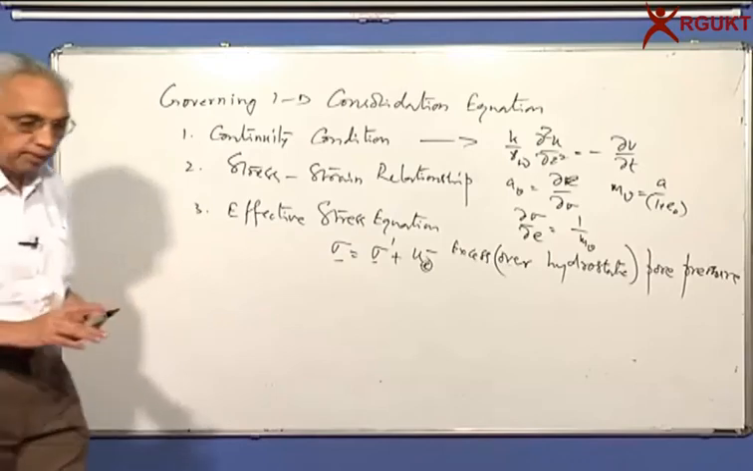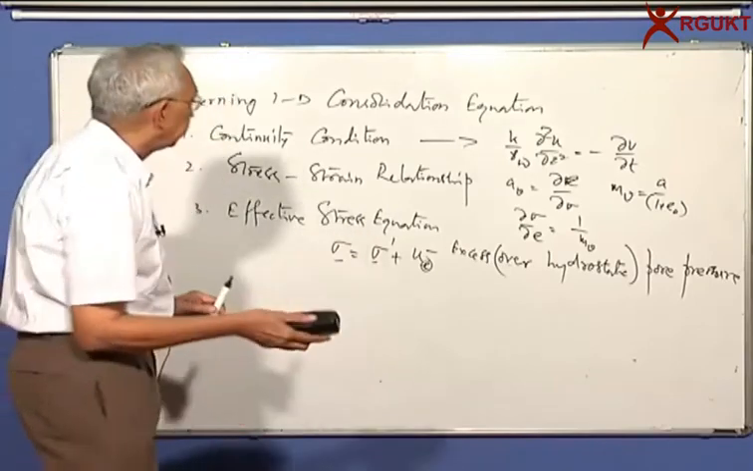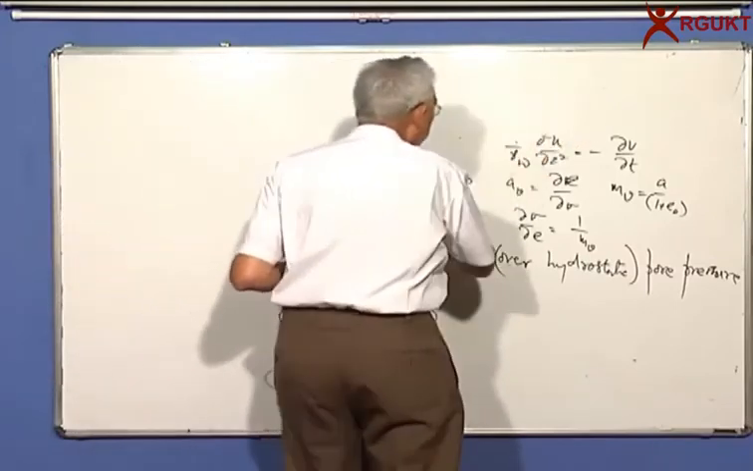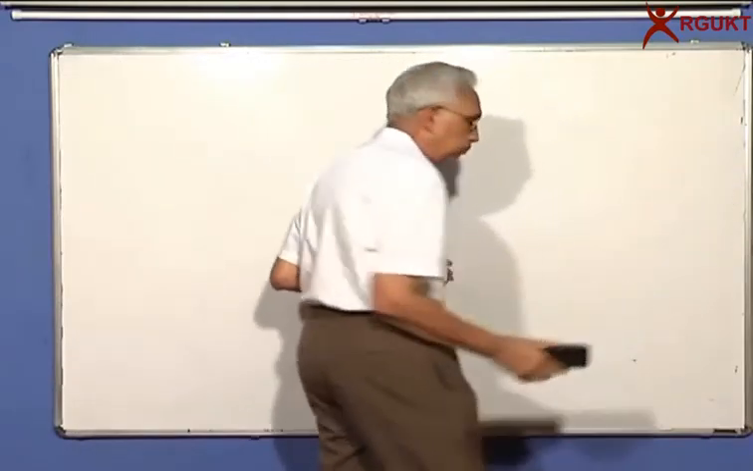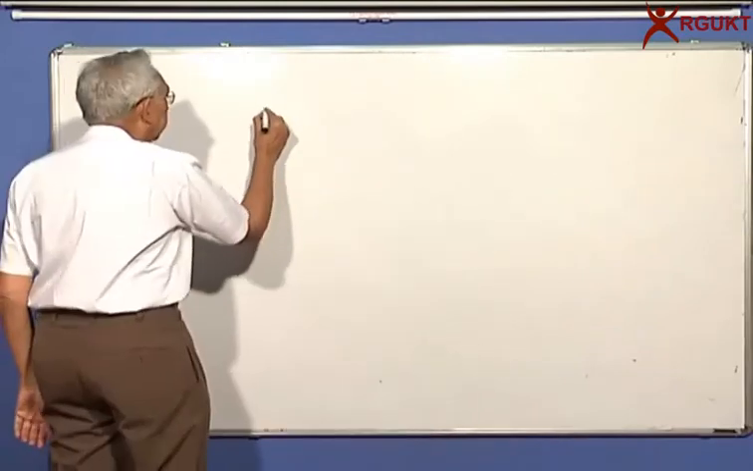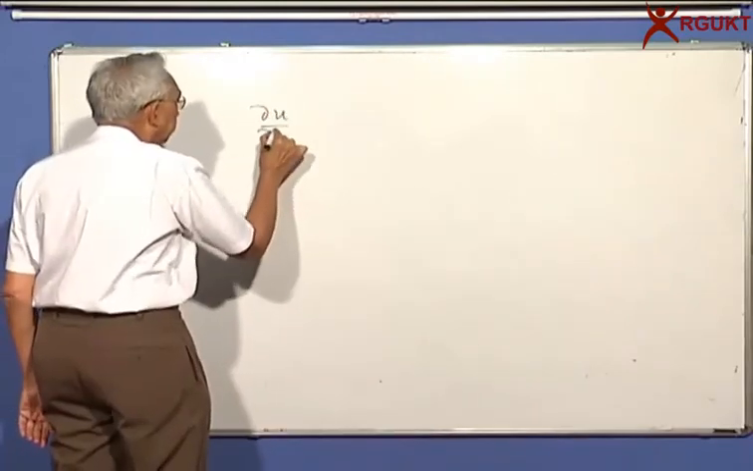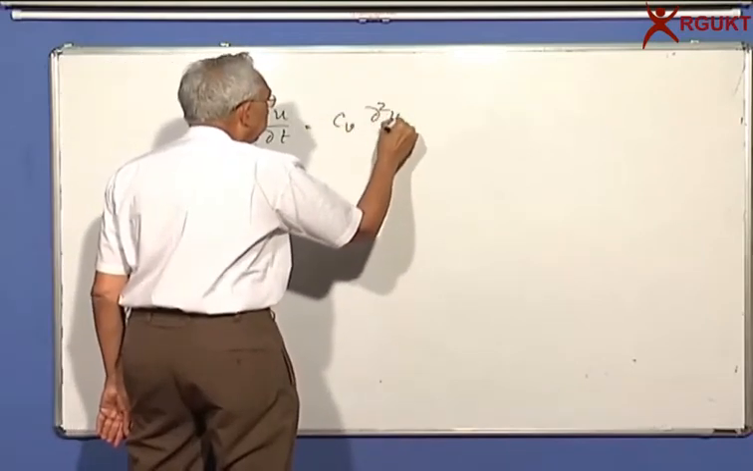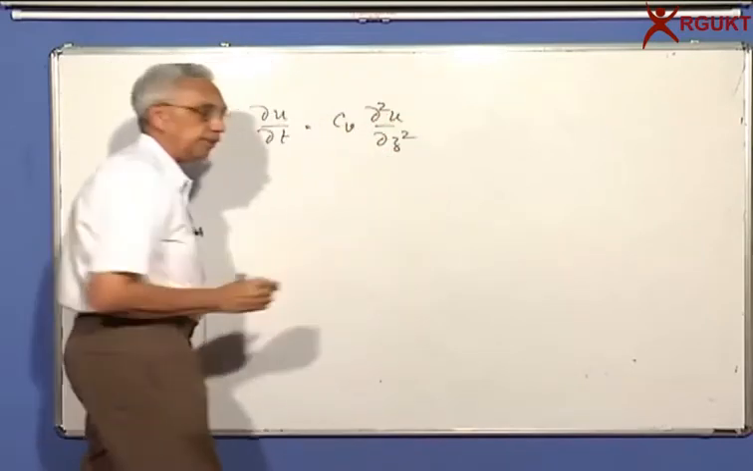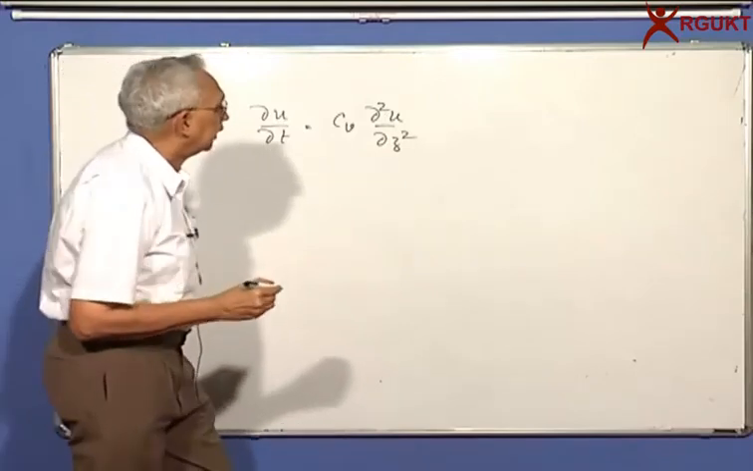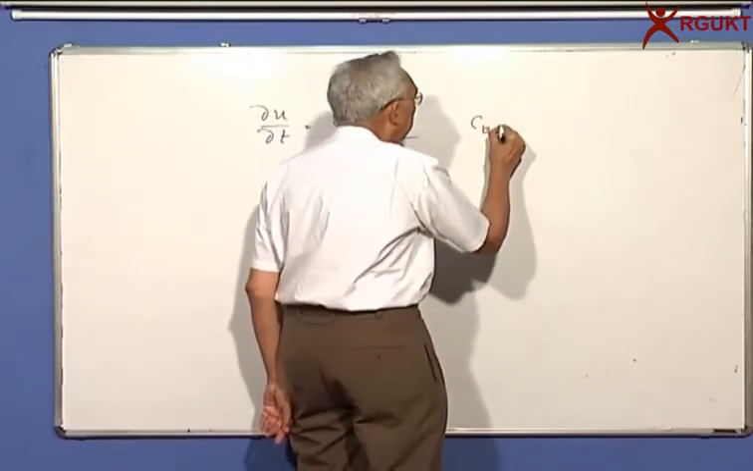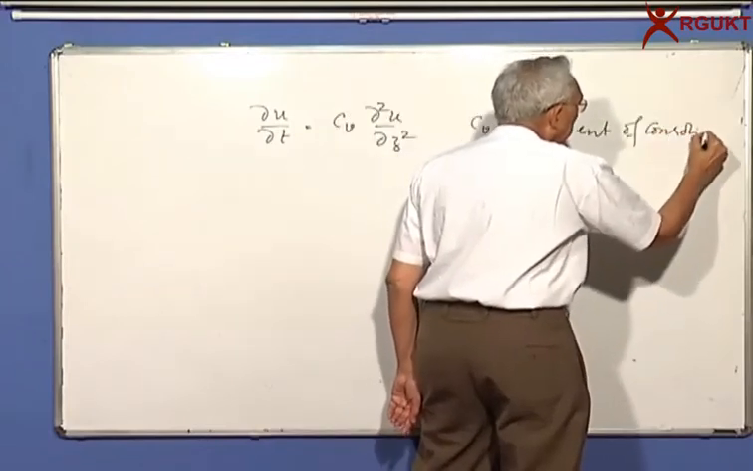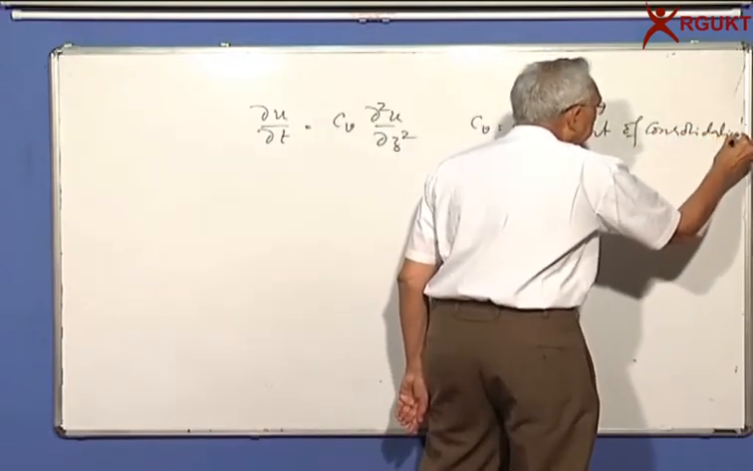If you combine all of these principles, then we will arrive at the partial differential equation which we derived last time, which is a very simple one to write. We say that derivative of u with respect to t is equal to c_v times the second derivative of u with respect to depth. c_v is called the coefficient of consolidation. It's a very interesting parameter.